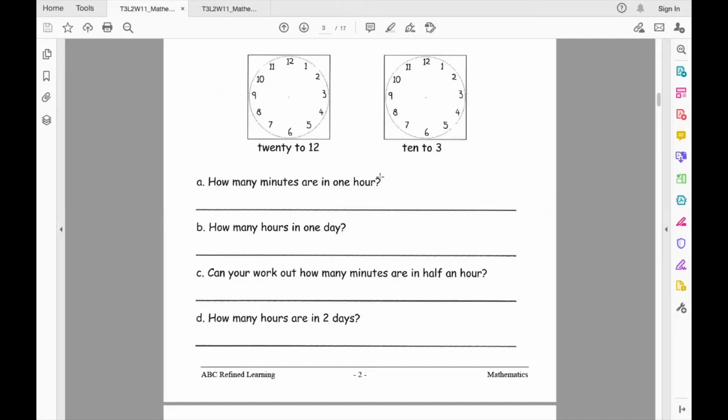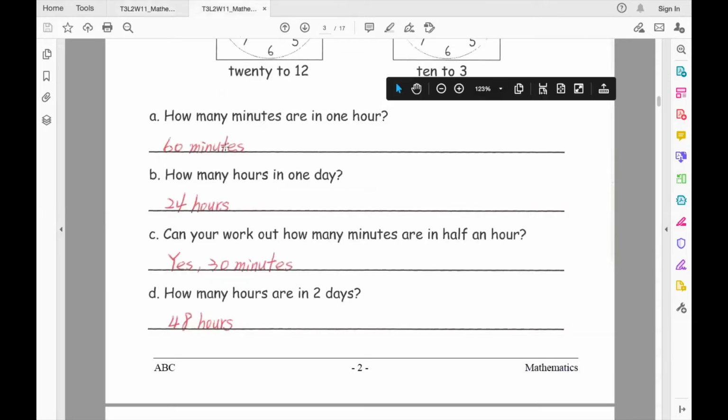Right, so let's go for the solutions for these 4 questions. Okay, so question A, how many minutes are in 1 hour? There are 60 minutes in 1 hour. So this is something that you should remember. Always remember there are 60 minutes in 1 hour. Now, question B, how many hours in 1 day? Well, there are 24 hours in 1 day.